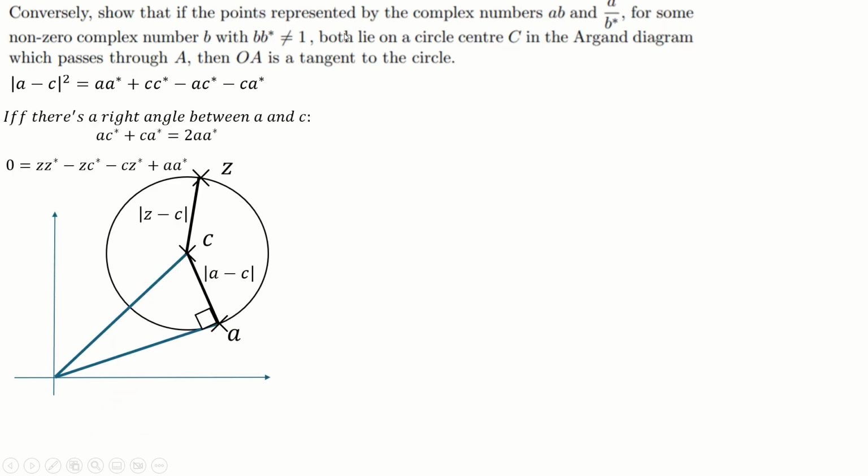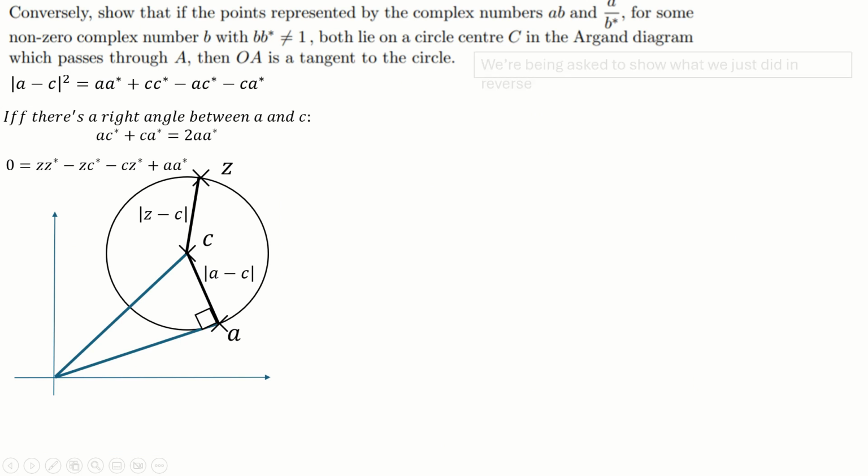Conversely, show that if the points are on the circle, so if the same 2 points we just investigated are on the circle, show that we now have A being tangent. In other words, show that A does make this right angle that we took for granted earlier. So we're doing the opposite version of the question.